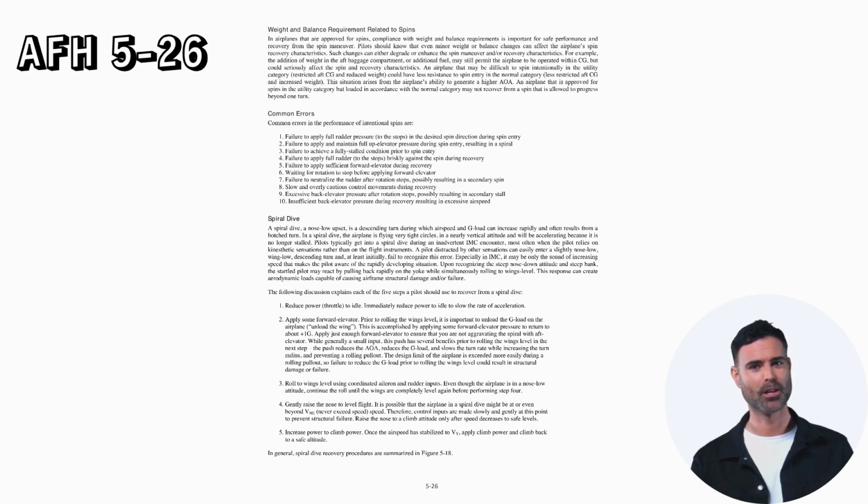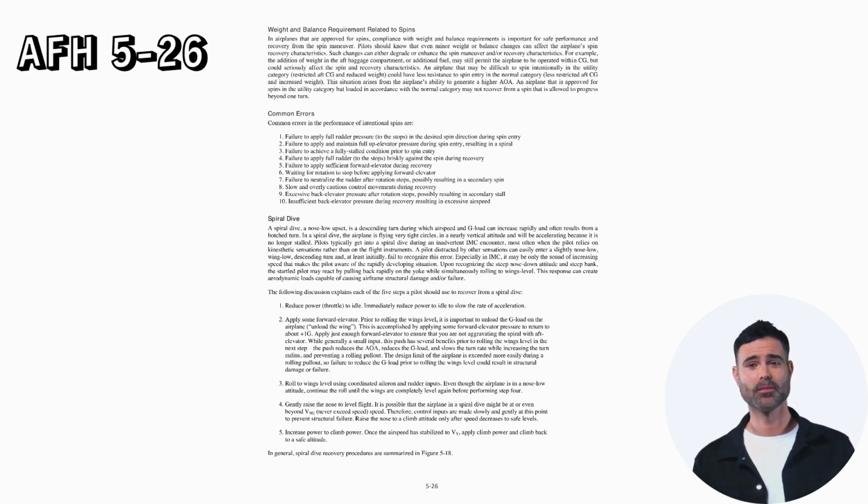3. Roll to wings level using coordinated aileron and rudder inputs. Even though the airplane is in a nose-low attitude, continue the roll until the wings are completely level again before performing step 4. 4. Gently raise the nose to level flight. It is possible that the airplane in a spiral dive might be at, or even beyond, VNE, never exceed speed. Therefore, control inputs are made slowly and gently at this point to prevent structural failure. Raise the nose to a climb attitude only after speed decreases to safe levels.